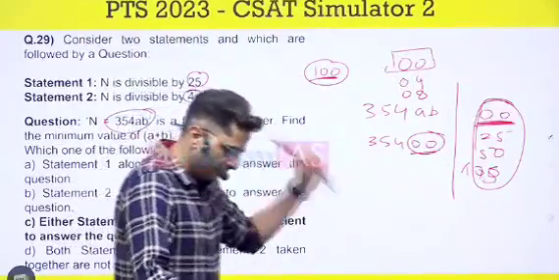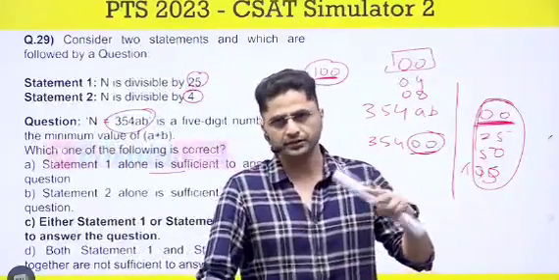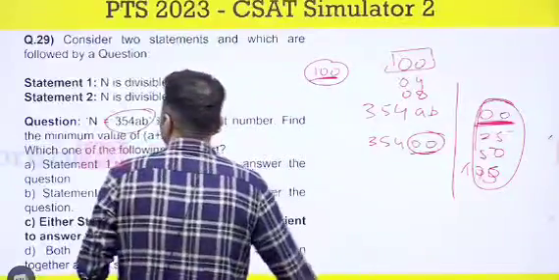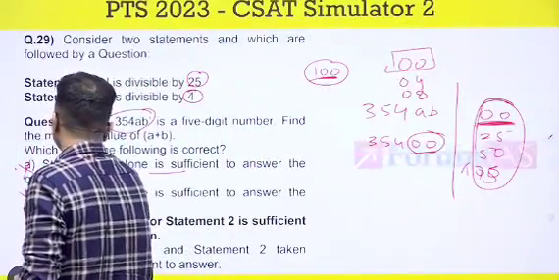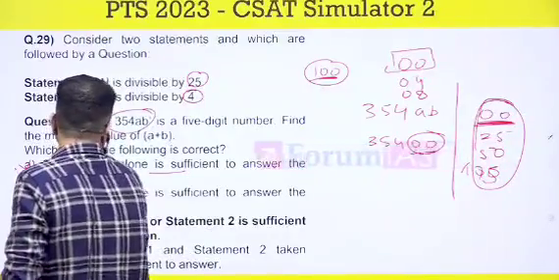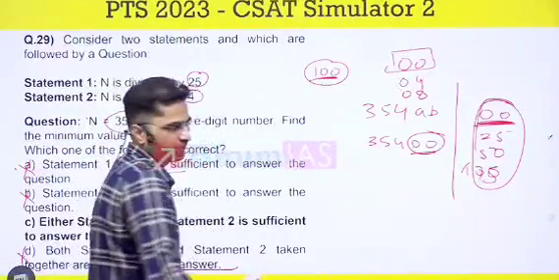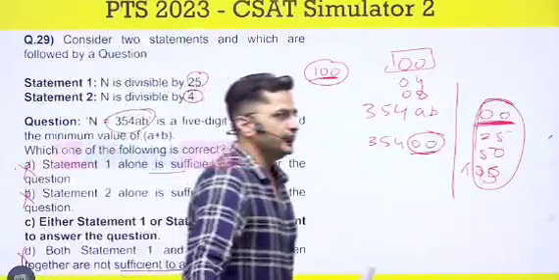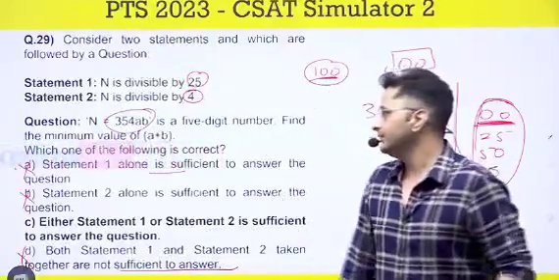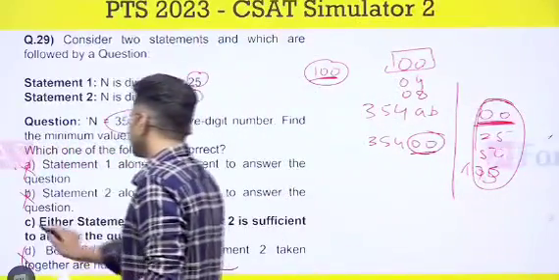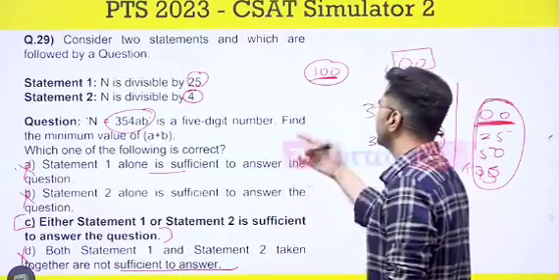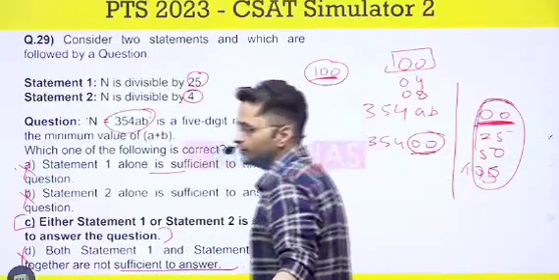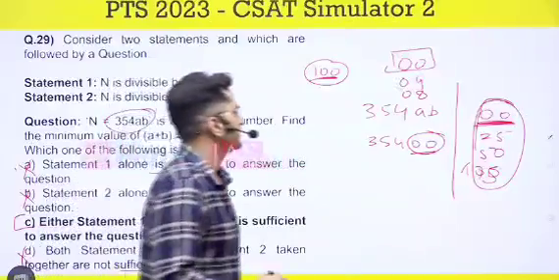Based on my analysis, you need both the statements together to get this answer. But let us run through the options. See, 1 alone is not sufficient. 2 alone is not sufficient. Taken together are not sufficient, so C is also wrong. A, B, and D are wrong. So that leaves only C as the option. But the option could have been that we need both of them together to get the answer for this one.